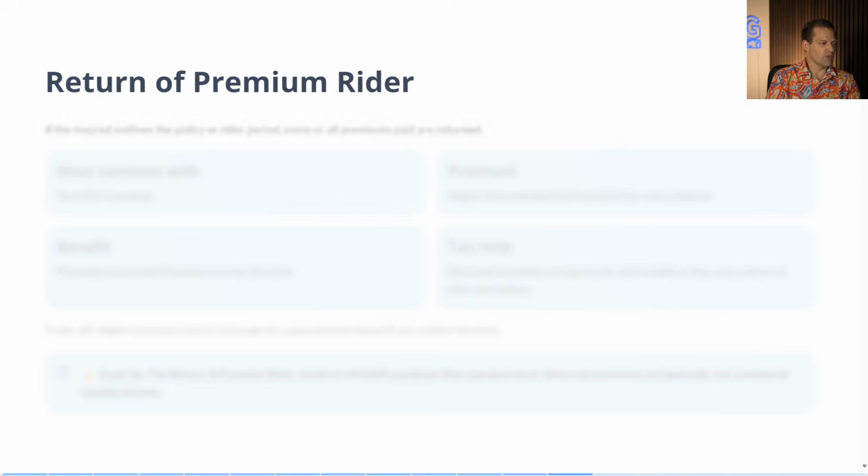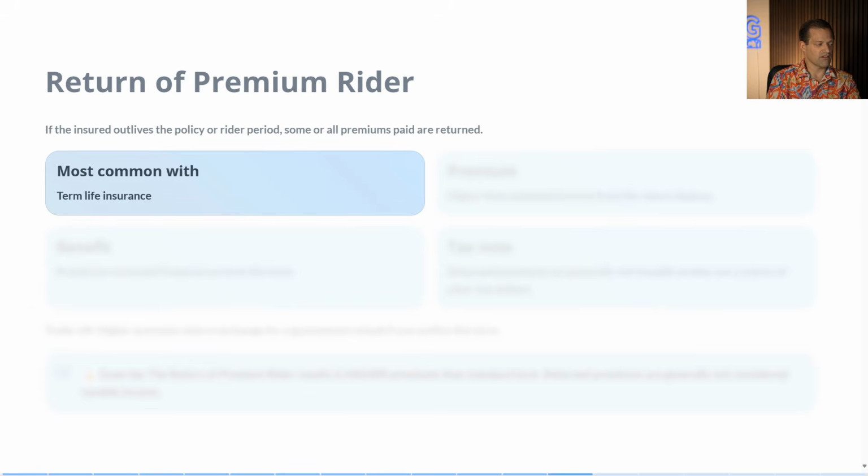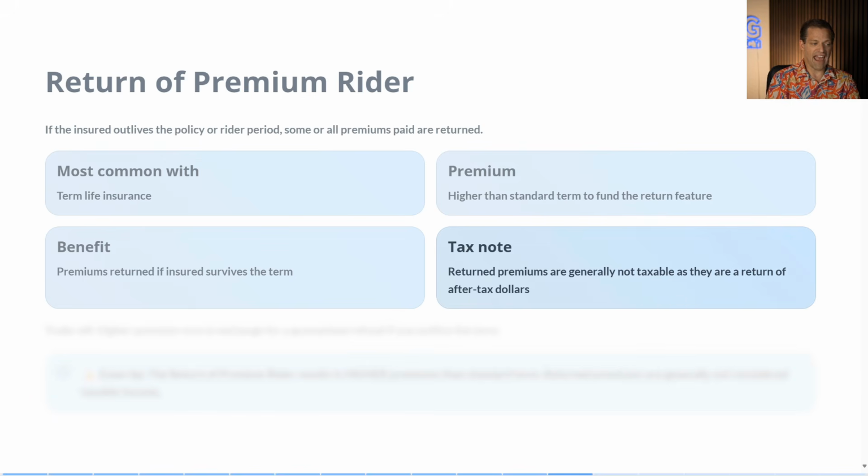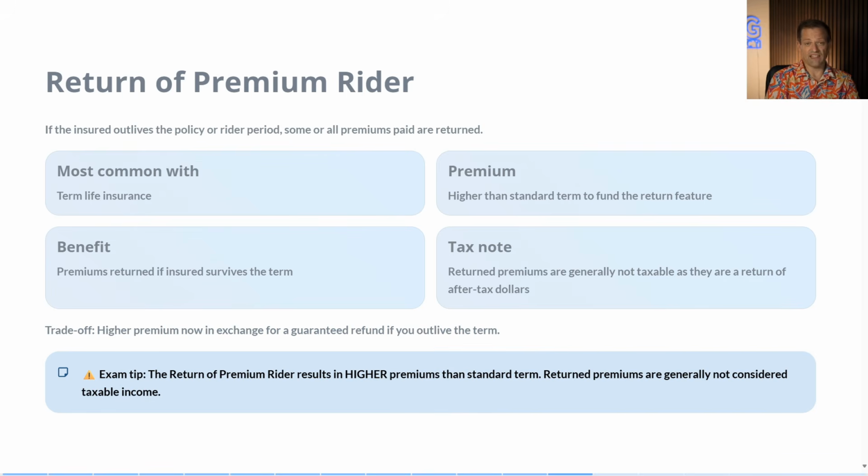Okay. Return of premium rider. If the insured outlives the policy or rider period, some or all premiums are returned. So this is most common with term life insurance. The premium is higher than standard term to fund the return feature. Premiums are returned if the insured survives the term. And there's a tax note. Return premiums are generally not taxable as they are a return of after-tax dollars. The trade-off is a higher premium now in exchange for a guaranteed refund if you outlive the term. So for the exam, remember the return of premium rider results in higher premiums than standard term. Return premiums are generally not considered taxable income.